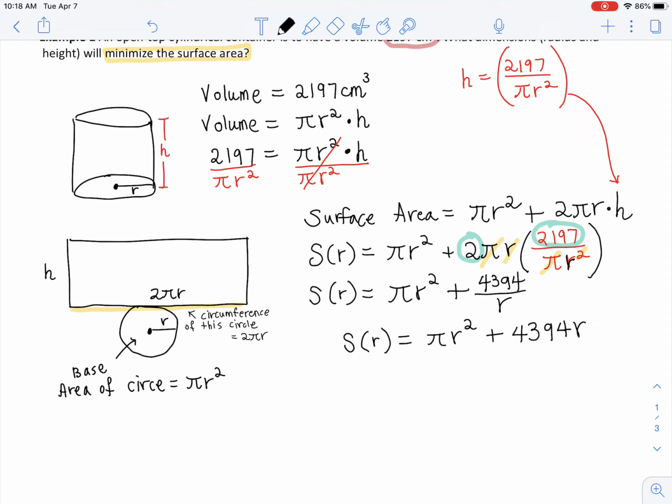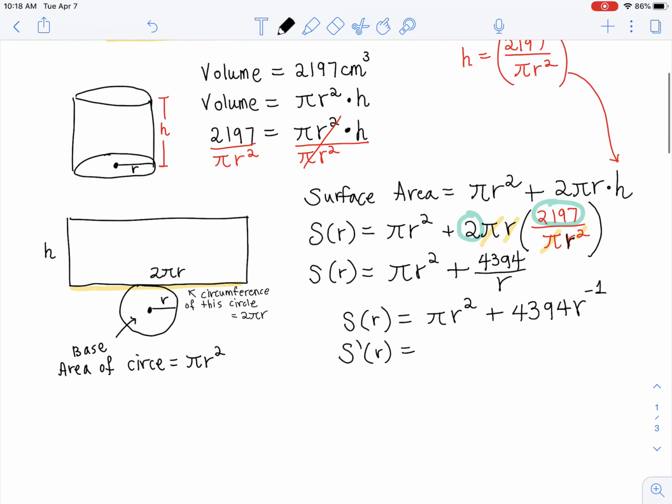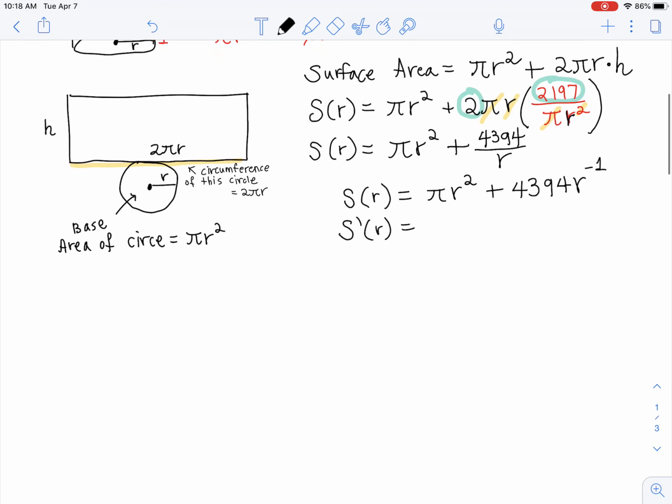I like pi r squared, but it's going to make it easy for me to take the derivative if I write the second term as 4394 times r to the negative first power. Wouldn't you agree? And then we take the derivative of this. What's S prime of R? Well, let's take the derivative in terms of radius, okay?